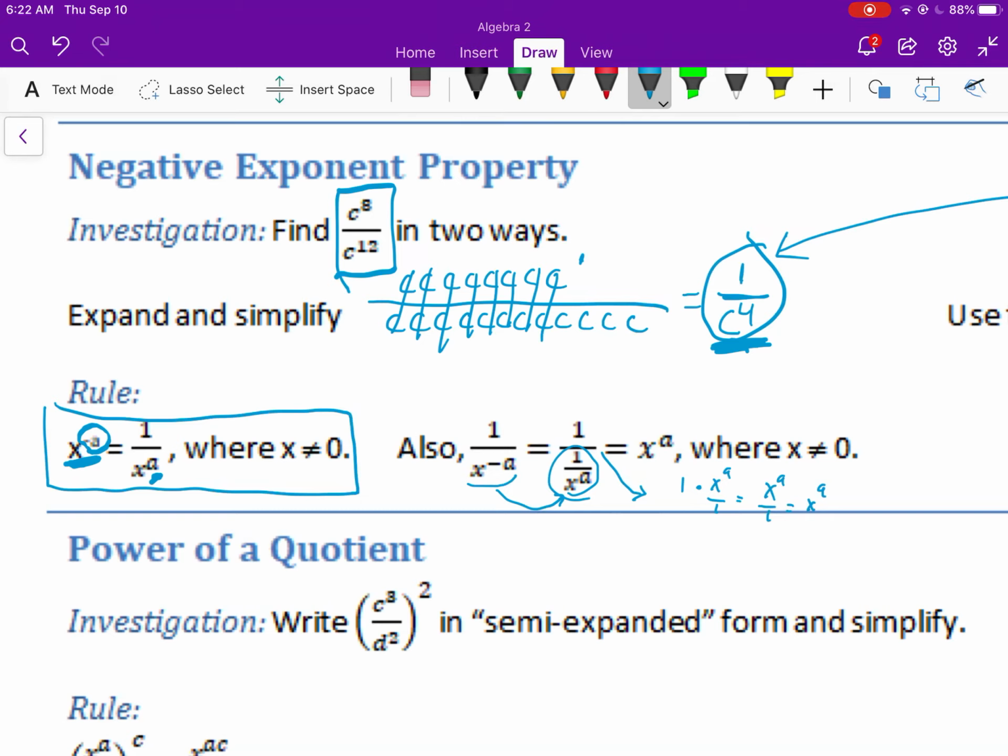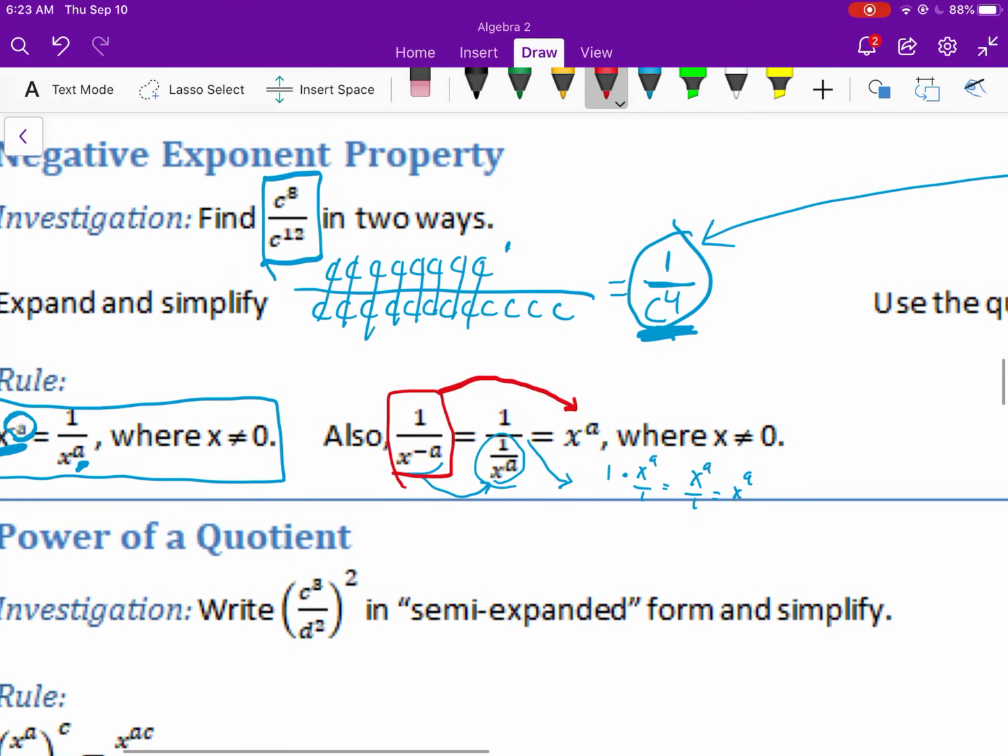So the big rule here is if we have a negative exponent in the denominator, the power can move to the numerator and you change the sign of the exponent. So if you're going to move the exponent around from the numerator to denominator, you change the sign of the exponent. Do not change the sign of the base.